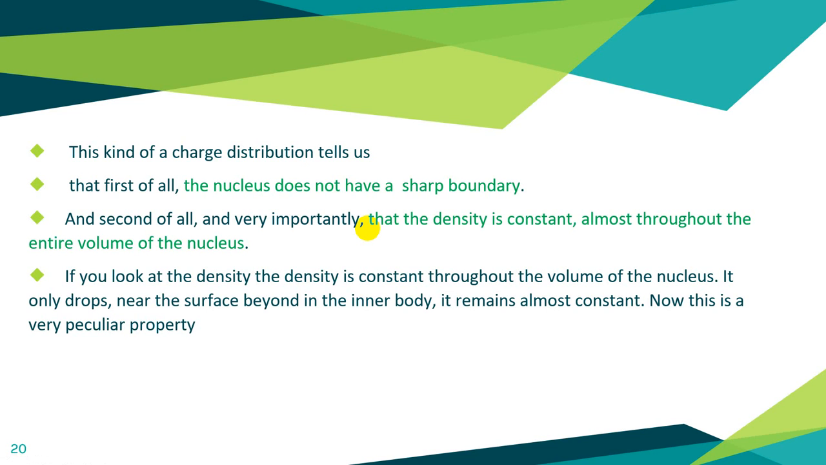Now, this kind of chart distribution tells us that, first of all, the nucleus doesn't have a sharp boundary, and second of all, and very importantly, that the density is constant almost throughout the entire volume of the nucleus. If you look, the density is constant throughout the volume of the nucleus. It only drops near the surface. In the inner body, it remains almost constant.